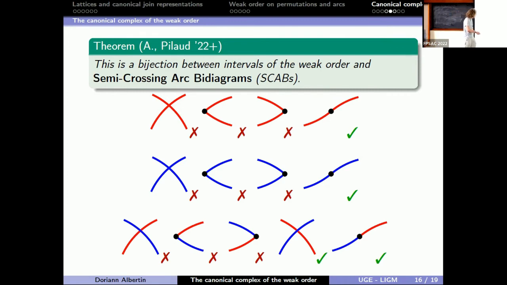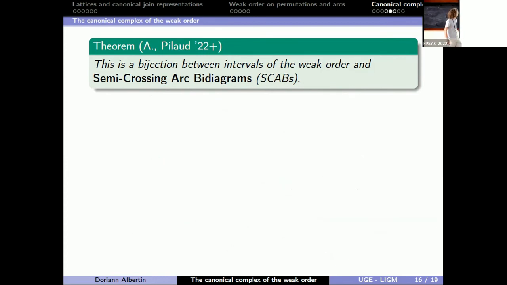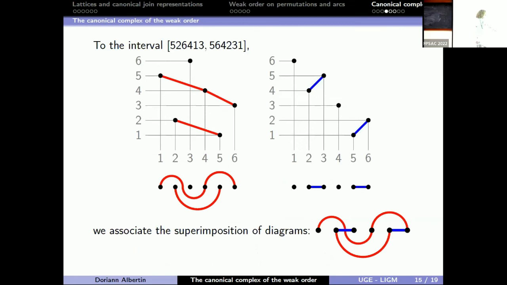Between them, the one that's going up and the one that's going down are not the same. So here, this is the blue going up. It's going more up than the red one, and the red one is going down. So this is allowed. But if you flip all colors here, you will get something that is not a semi-crossing arc bidiagram. It won't be allowed. Okay.